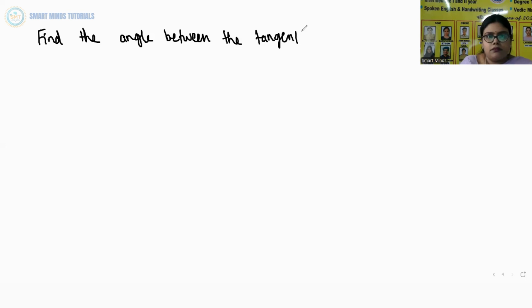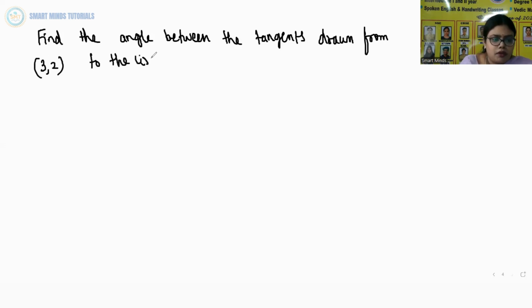So take the next question. Find the angle between the tangents drawn from (3, 2) to the circle x square plus y square minus 6x plus 4y minus 2 is equal to 0.